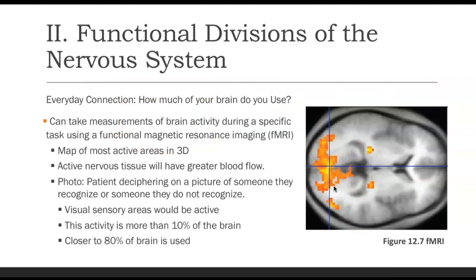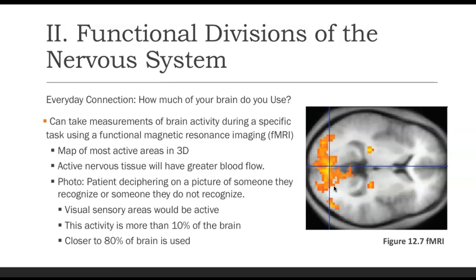Now let's talk about an everyday connection here. How much of our brain do we really use? So you may have heard that we typically use only 10% of our brain, but that is simply not true. And the way that scientists figured this out is by taking measurements of our brain activity during specific tasks, and they used something called a functional magnetic resonance imaging in order to do this, so fMRI. And so what that does is gives us images of a map of the most active areas in 3D. And active nervous tissue will have greater blood flow that we can follow.